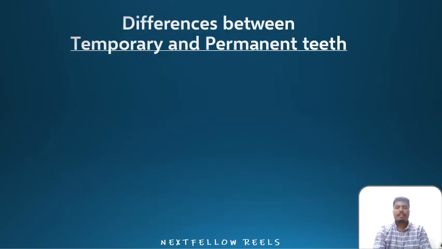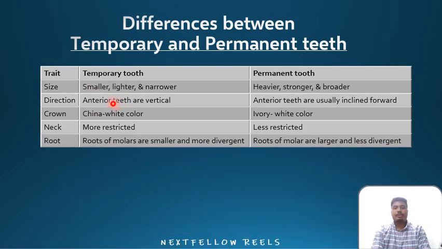Now how to differentiate between the temporary and the permanent tooth? The temporary teeth are smaller, lighter and narrower, but the permanent teeth are heavier, stronger and broader. The anterior teeth are vertical in temporary teeth, but more inclined forward in permanent teeth. Temporary teeth are china white in color and permanent teeth are ivory white. The neck of temporary teeth is more restricted, but the neck of permanent teeth is less restricted. The roots of molars are smaller and more divergent in temporary teeth, and larger and less divergent in permanent teeth. So these are the basic differences between the temporary and the permanent tooth.